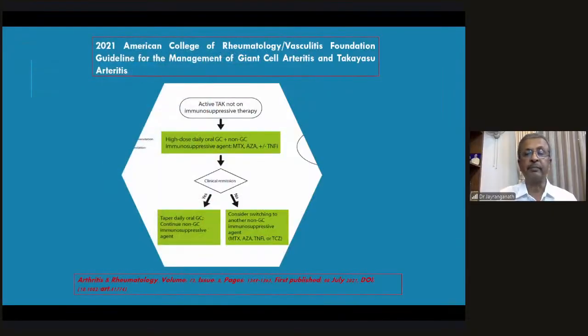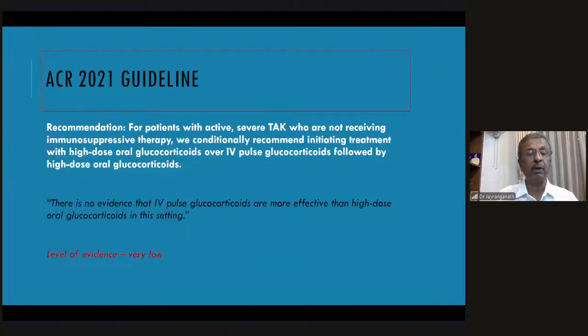Guideline for the management of Takayasu arteritis. Active Takayasu, not on immunosuppressive therapy. How to start? High dose daily oral glucocorticoid plus, this is the standard one, non-glucocorticoid immunosuppressive therapy, methotrexate or azathioprine, plus or minus biologicals, TNF inhibitors. I'll come to that. If there is remission, taper the daily dose of the glucocorticoid and continue the other immunosuppressive agent. If there is no remission, consider switching to some other non-glucocorticoid. If you are giving methotrexate, change over to MMF or azathioprine, like that. I'll go into more detail later.